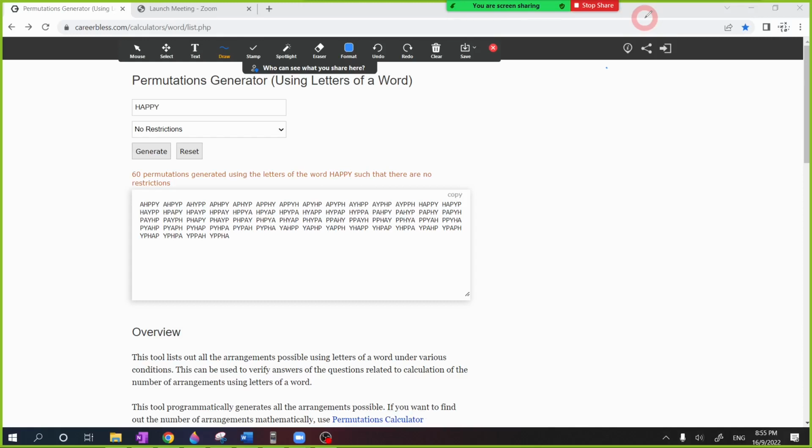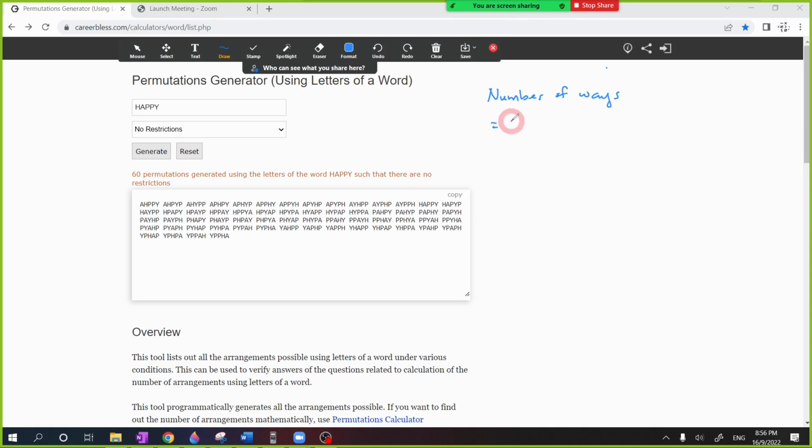Hi everybody, this is permutation part 2. Now let's look at these questions. If I have a word Happy, I have 5 letters here. How many ways can I arrange all these letters? So if we do it this way, number of ways to arrange all these letters.